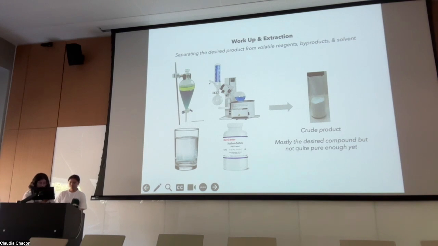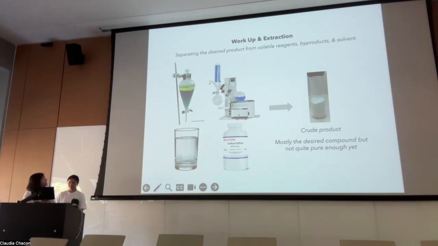After completing the reaction, we separate our desired product from volatile reagents, byproducts, and solvents. So basically this over here is a separatory funnel, and it's used to separate two liquids that don't mix together, which creates an organic layer and an aqueous layer. These layers are formed because the liquids have different densities, and this allows chemists to collect the two layers separately.